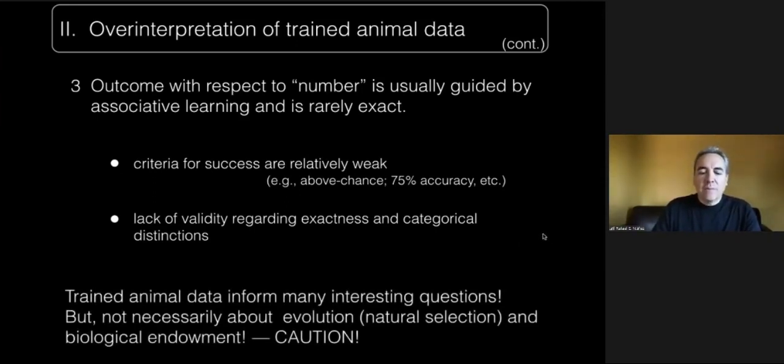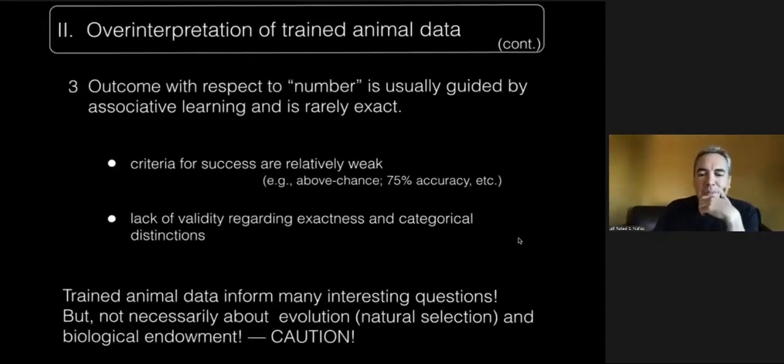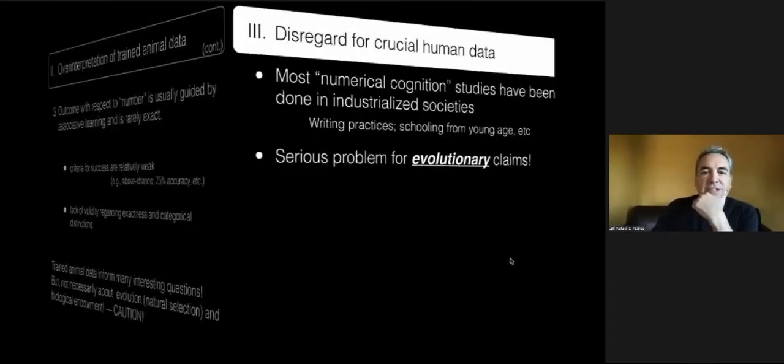So trained animal data inform many interesting questions. There's no doubt about it, and they're very robust and reliable. So there's no criticism whatsoever there. The point here is that they're not necessarily about evolution and natural selection and biological endowment. And that is the point that I think we need to be very careful to make distinctions in order to move on with the practice of science.